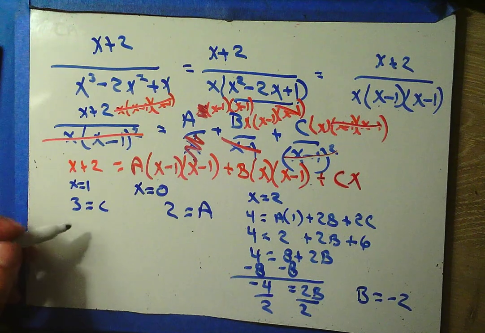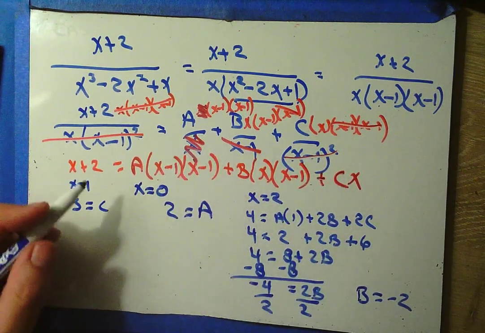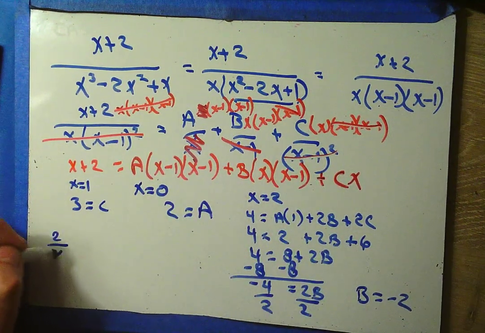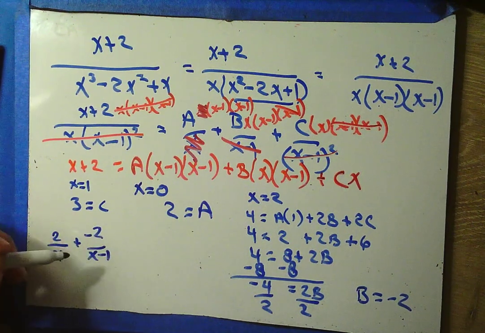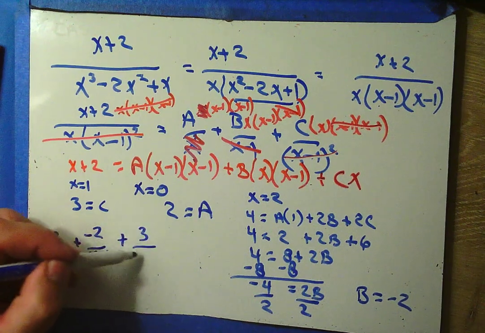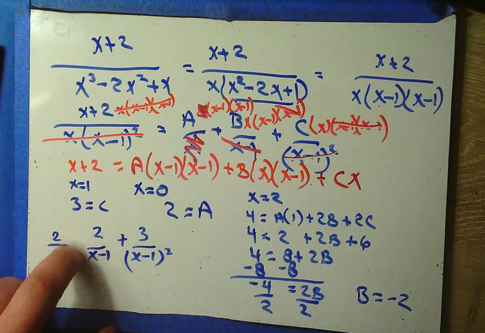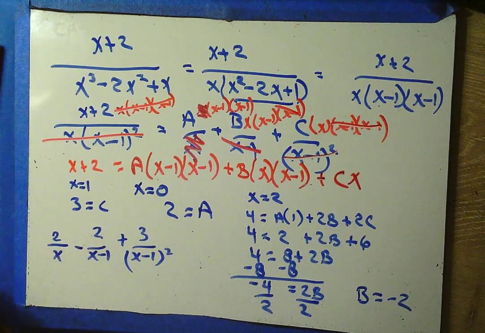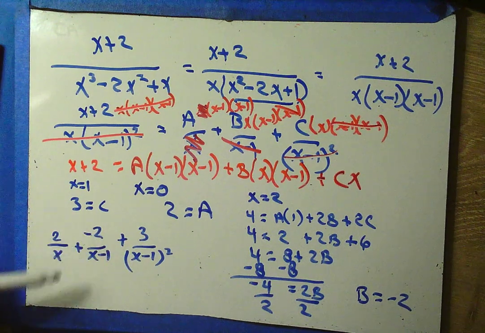So our final answer, our partial fraction decomposition, we take these 3 coefficients and we plug them back into our original setup. 2 over x plus negative 2 over x minus 1 plus 3 over x minus 1 squared. Now, right here, you might see this written that way, and that's fine too. I usually write it this way because students say, but that b value was negative 2, and they really want to see the negative 2 there. Okay? So that's case 2.